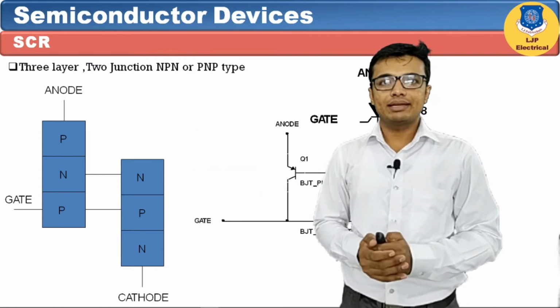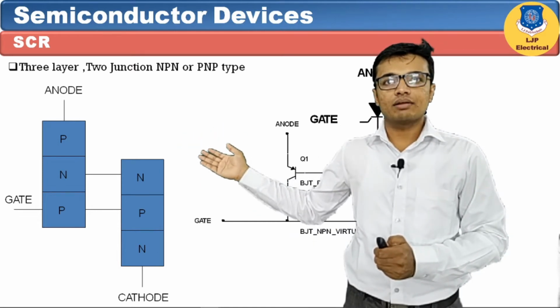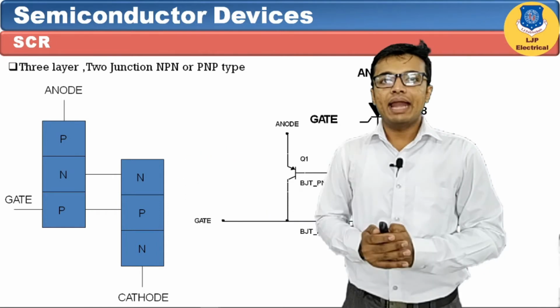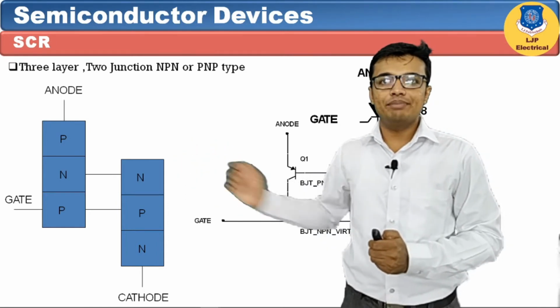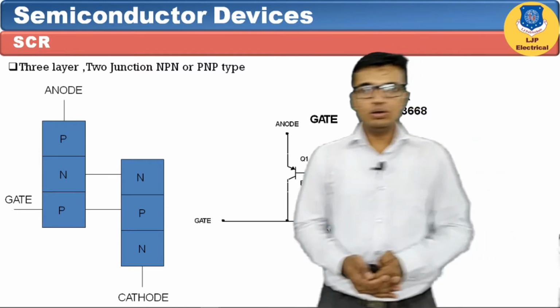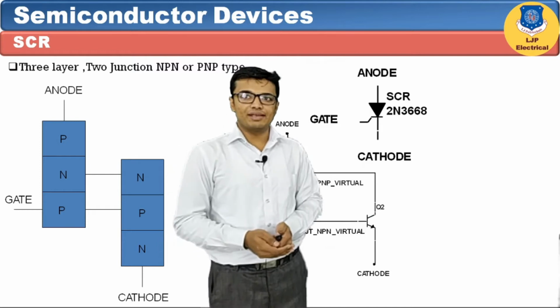So here we have connected the base of the PNP transistor with the collector of the NPN transistor, and the collector of the PNP transistor with the base of the NPN transistor. So this is the internal construction of SCR.